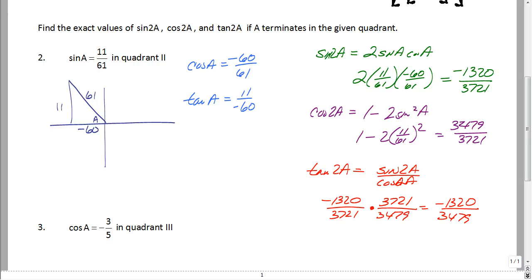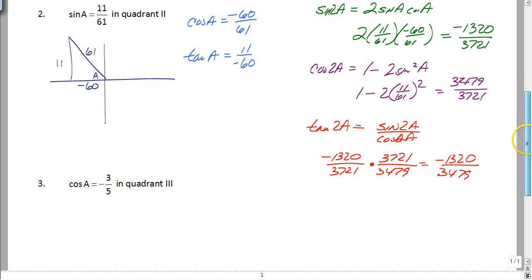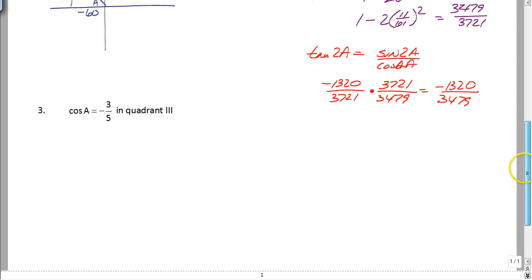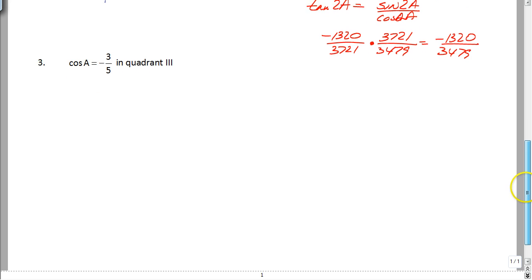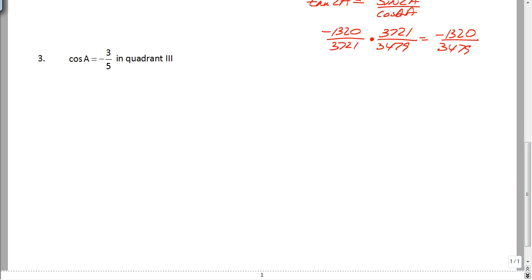All you have to do is substitute all these values into your calculator and find the fraction value, and you're good to go. So why don't you try number 3 on your own? Draw the triangle where it belongs, find all of your side lengths, and just use SOHCAHTOA to figure the rest out. Pause the video, try it on your own, and when you're ready, just press play.